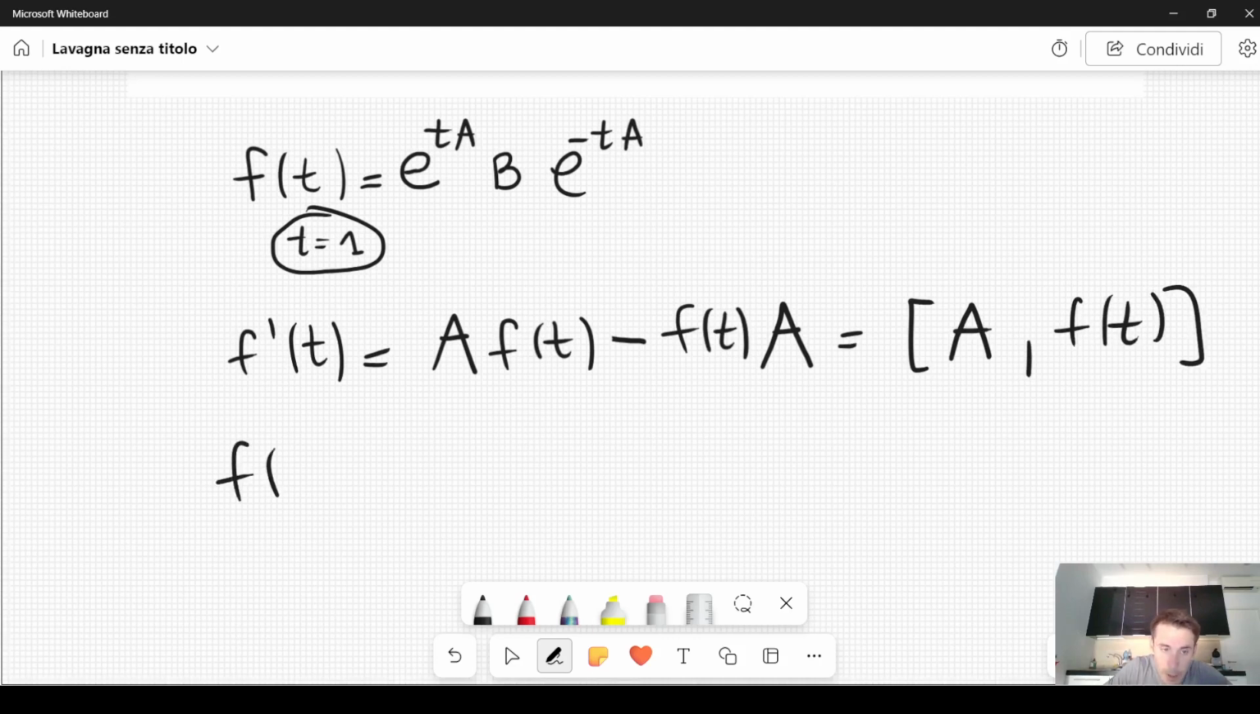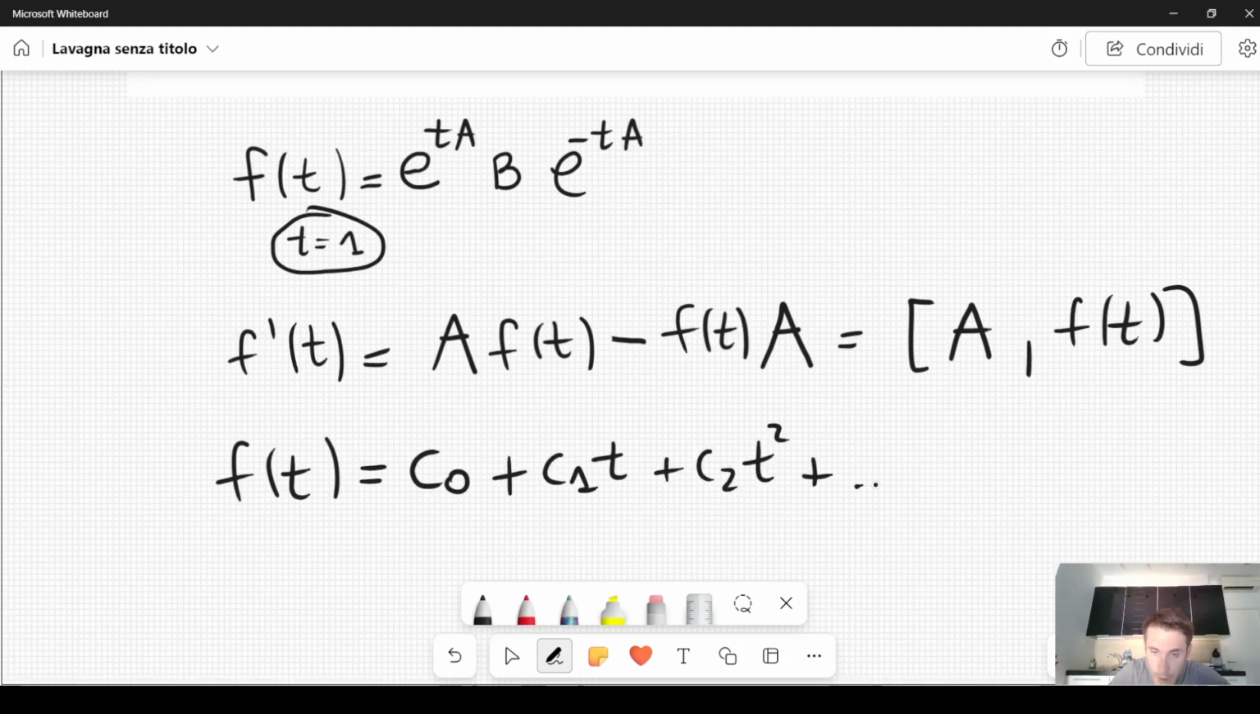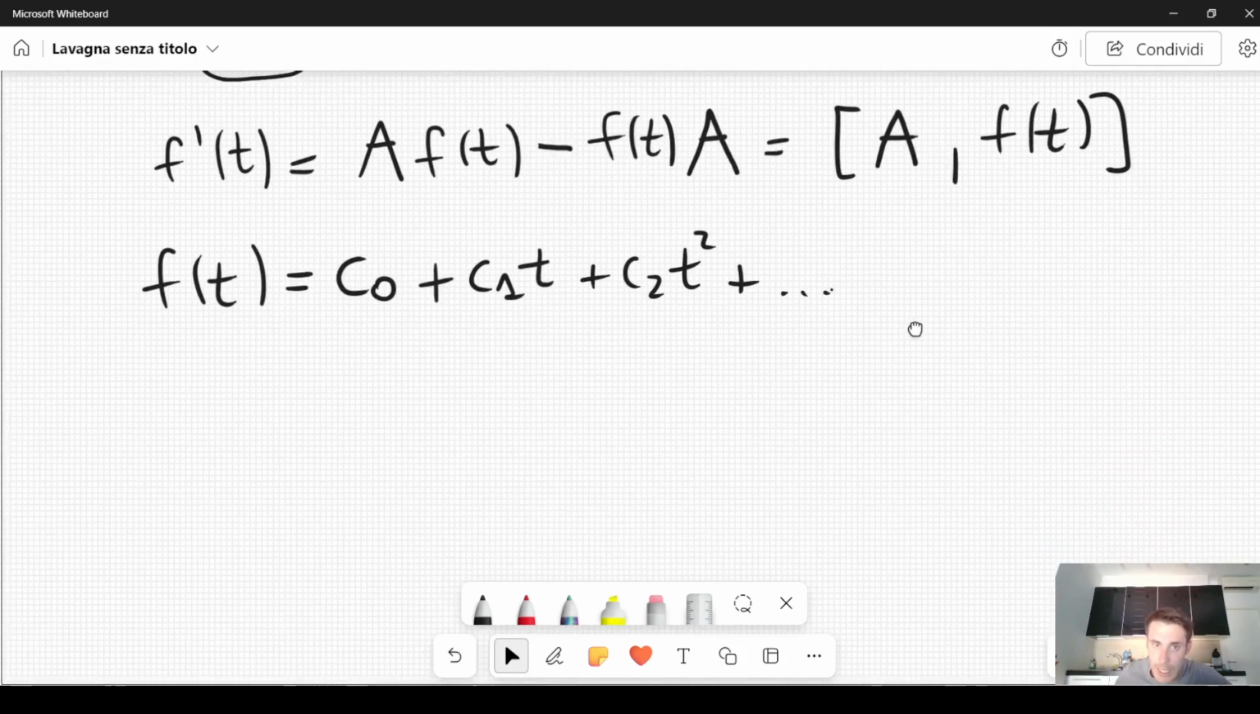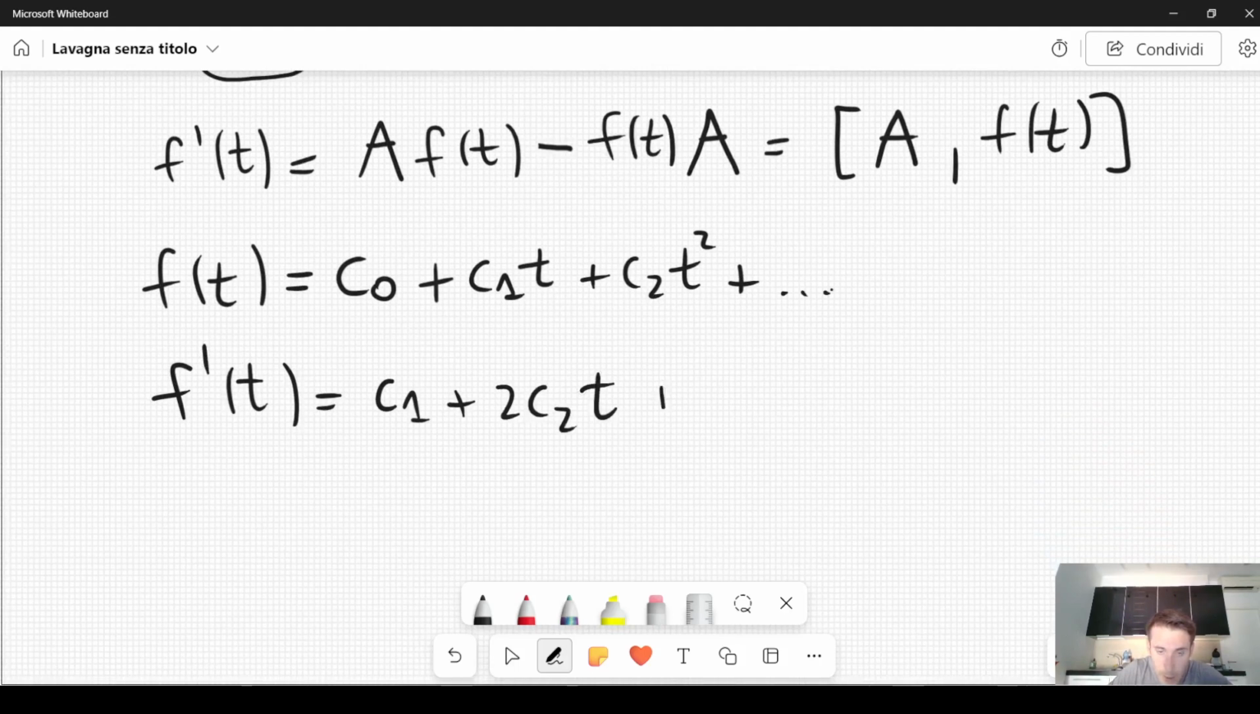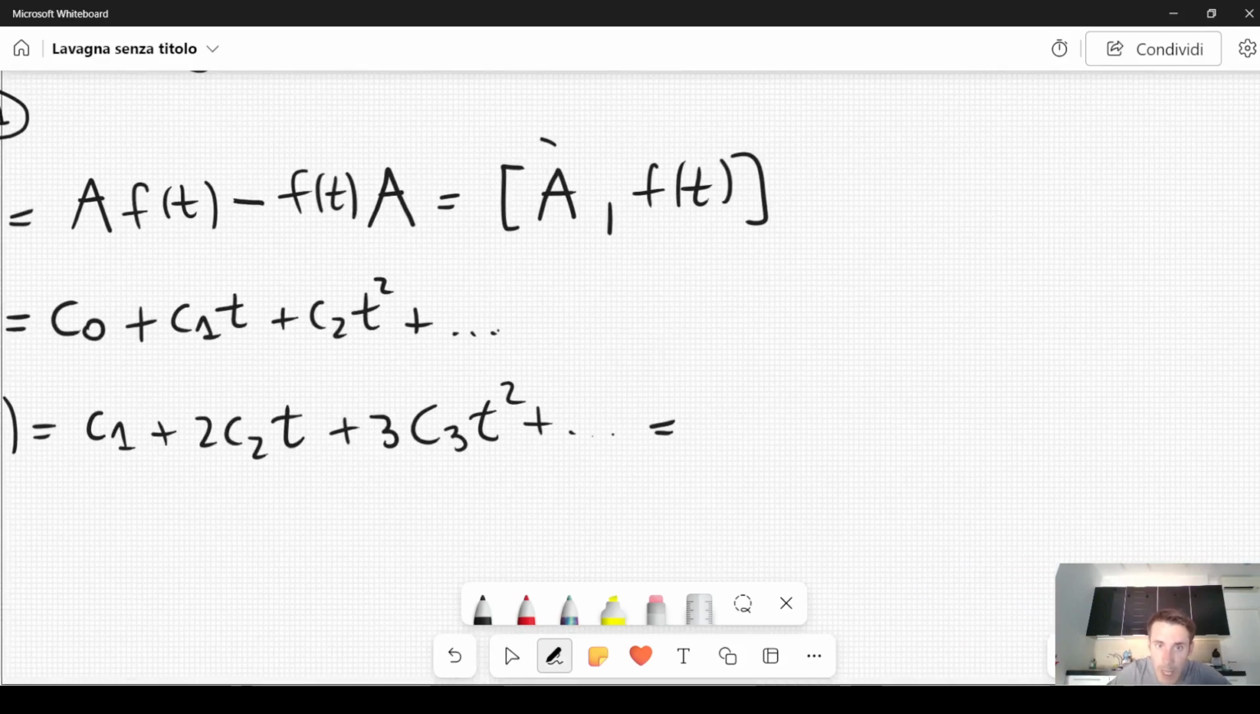Now at this point, we are going to expand the function f of t in a series, so we are going to write it in the following fashion: c0 plus c1 t plus c2 t squared plus dot dot dot. You get the idea. So the derivative f prime of t is equal to c1 plus 2 c2 t plus 3 c3 t squared plus dot dot dot. So this, which is equal to f prime of t, should be equal to the commutator between A and f of t, which we can write in the following fashion.